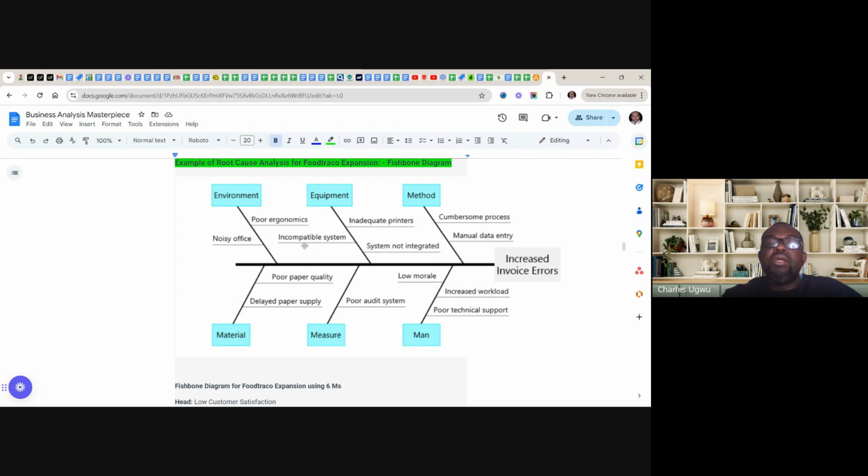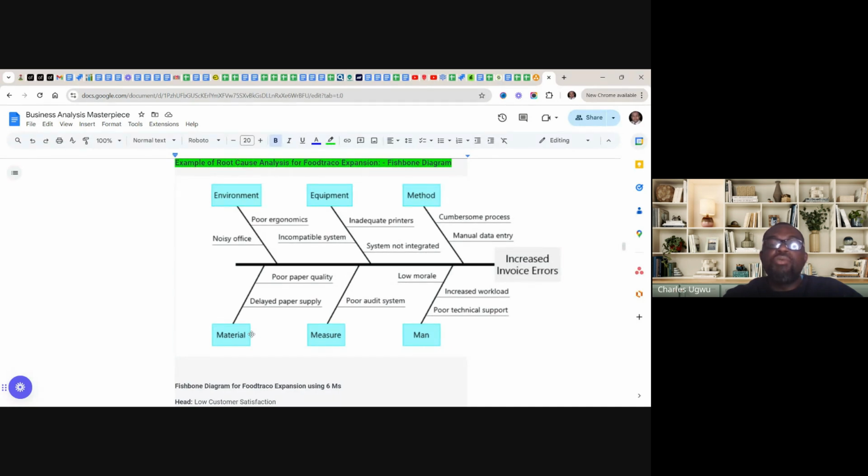Another one is incompatible system. Another one is system not integrated. That could be another potential cause of increased invoice error under this equipment or machine. Then we have measure. Under measure, we could have another one called poor system audit. This could be another cause under this measure.